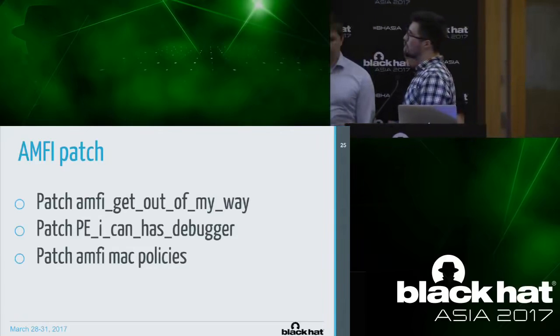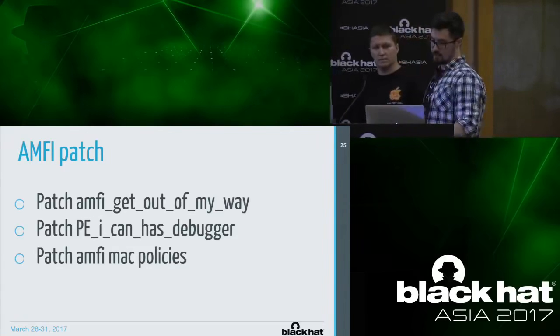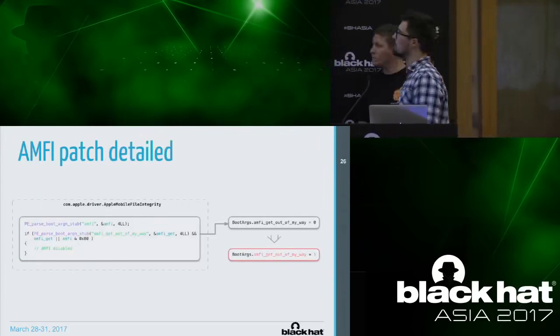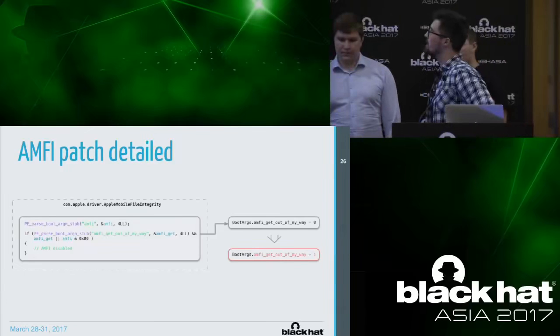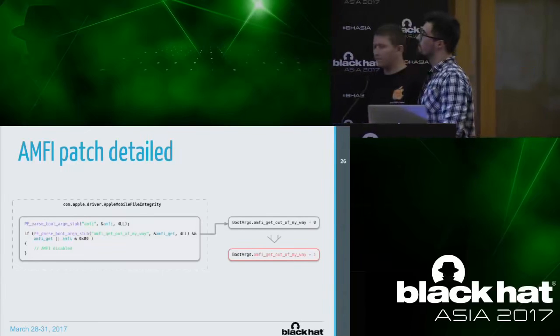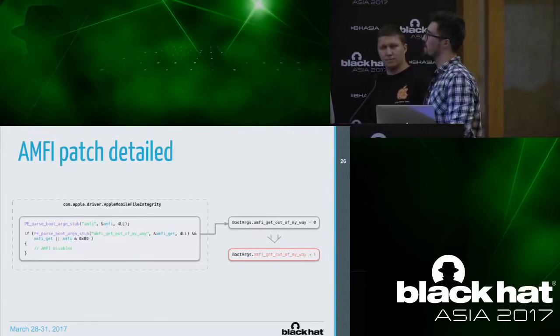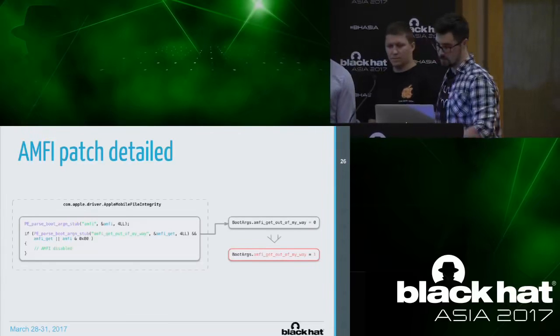Other way, we can patch only interesting policies directly in AMFI text. This is how it looks like. So as I say, AMFI init respects the AMFI and AMFI get out of my way boot arguments. If they exist, it reads the corresponding value of these boot arguments and sets the variables. So we can directly patch these variables to get AMFI get out of my way functionality.